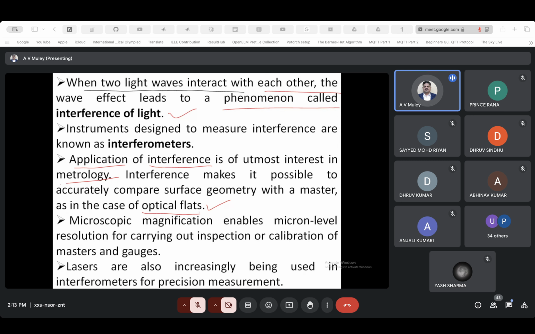Optical flat is nothing but a piece of glass, basically quartz, transparent, through which we can pass the light. The microscopic magnification enables micron level resolution for carrying out the inspection or the calibration of a master and its gauges. Lasers are also increasingly being used in interferometers for precision measurement. Nowadays we are increasingly using the laser, particularly laser holography, for the purpose of measurement or to get the profile.